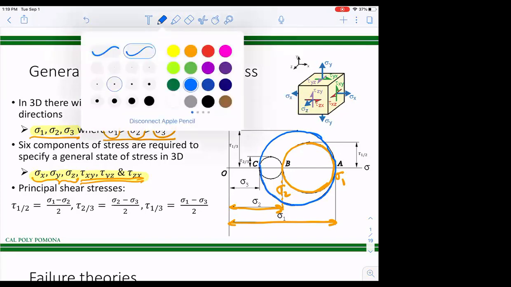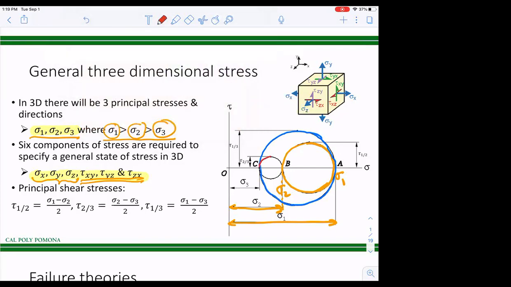And then BC with a red line. Now this C point will give you the sigma 3. Okay, that's the third principal stress. So sigma 1, 2, 3. Now you're going to have 3 maximum shear stresses. Okay, we're calling them principal shear stresses.